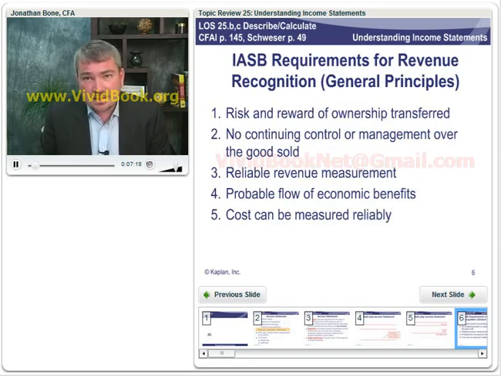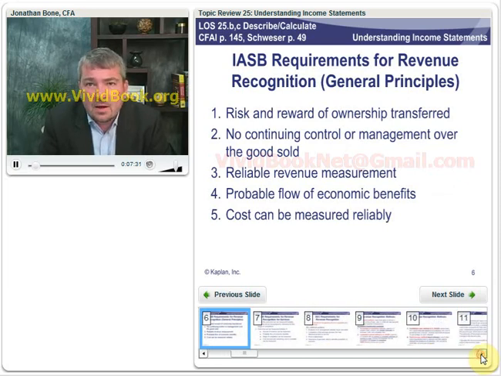Our next learning outcome now comes up, and it asks us to describe the general principles of revenue recognition, and it also asks us to be able to calculate revenue. So we've got some calculate LOSs popping up now. Okay, so first of all, let's start off with international accounting standards and look at the requirements in order to record a sale. So the first one is the risk and reward of ownership should have transferred from the seller to the buyer. In which case, point 2, the seller should have no continuing control or management over the goods sold.